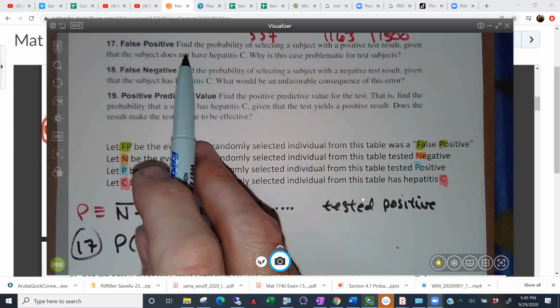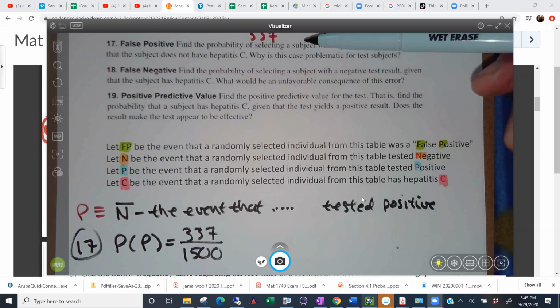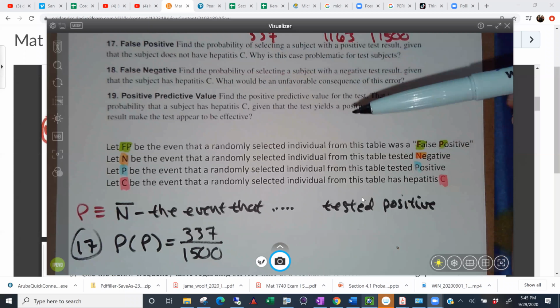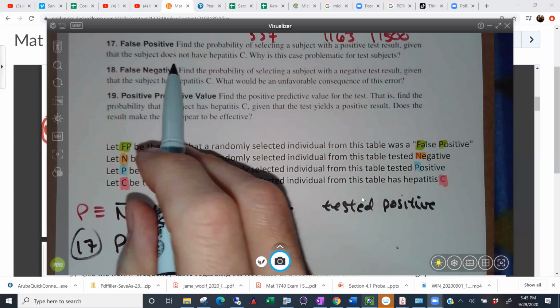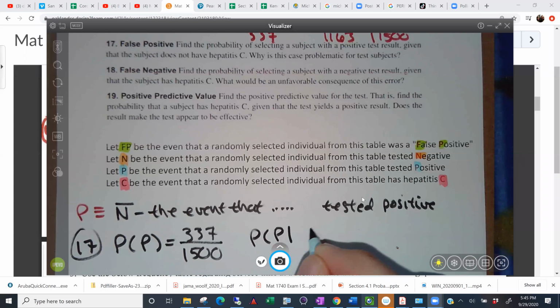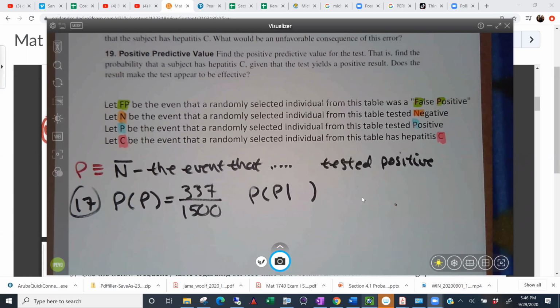Let's actually take a closer look at problem number 17 here. It says, find the probability of selecting a subject with a positive test given that the subject does not have hepatitis C. So, okay. Let's see if we can. Did I read that right? Given that the subject does not have hepatitis C. So, okay. Probability of a positive test given, now we got to be kind of careful on this. There's 2 probabilities that I want to eventually calculate.